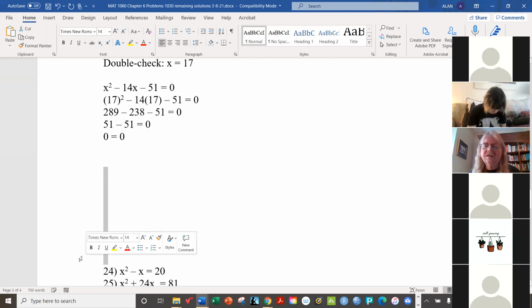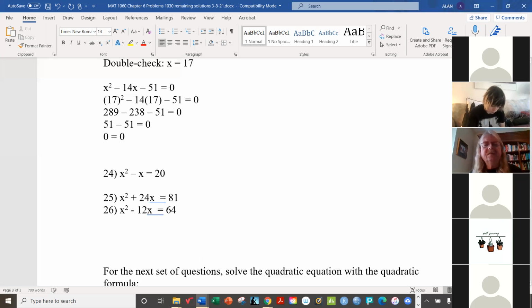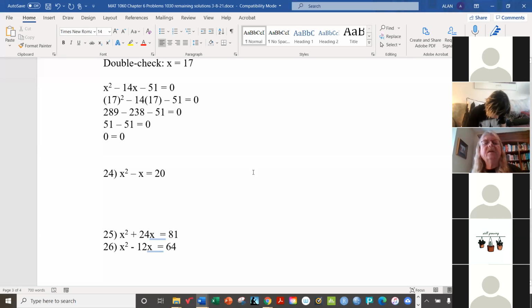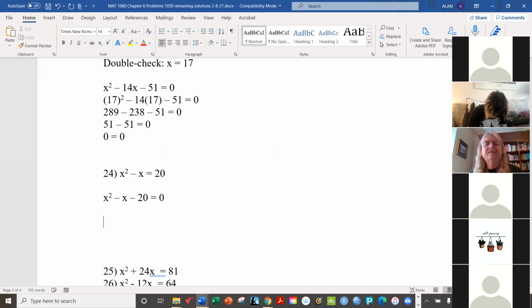Now here's another one that is slightly out of the normal form. We'll rewrite this one very simply by subtracting 20 from both sides, and we'll have our quadratic equation in the correct form. And now it's time to factor it. Again, we need two integers whose product is -20, but whose sum is -1. So what could they be?